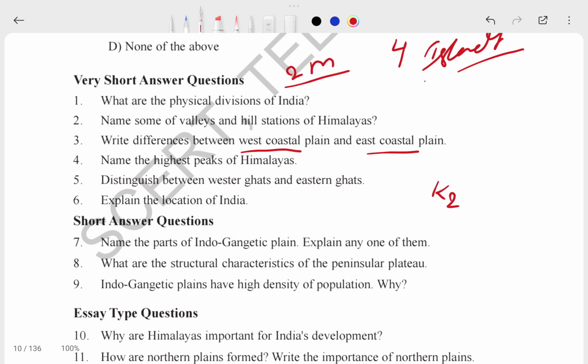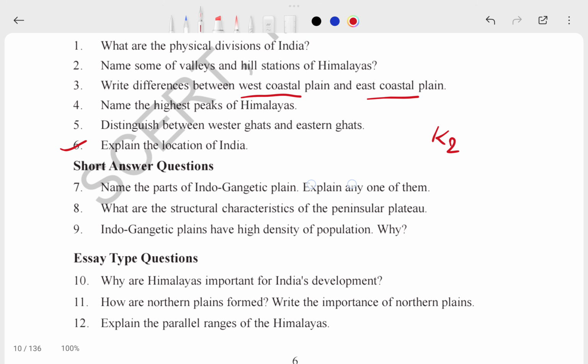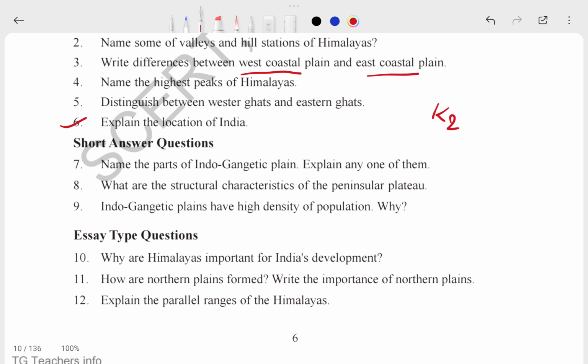Explain the location of India. This is very important, because a lot of times it asks what the location of India is, so you have to tell about the longitudes and latitudes. India is a part of Asia, and Gondwana land, Laurasia, everything is there, so you have to remember this. Okay, short answer questions. I will upload the notes also if I get time.